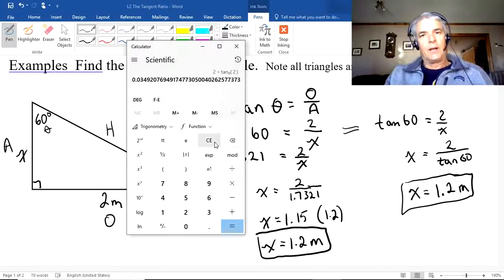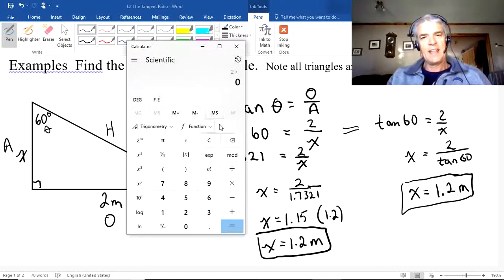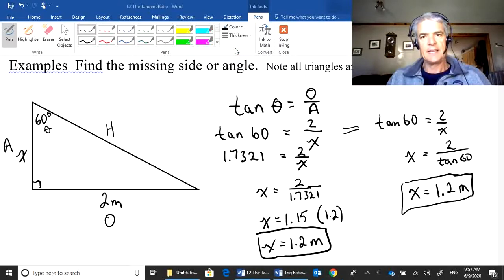No, that didn't work. This one's a little trickier. Let me see if I can get this to work. I think I have to go 60 tan. Okay, so I might not be able to do it because these calculators are pretty rudimentary. So see if I can do this. 2 divided by trig tan. No, it's not going to let me do this. I'm going to have to actually calculate tan 60 separately.